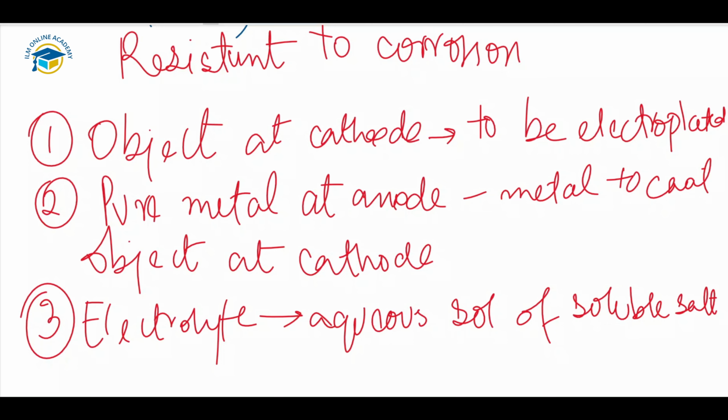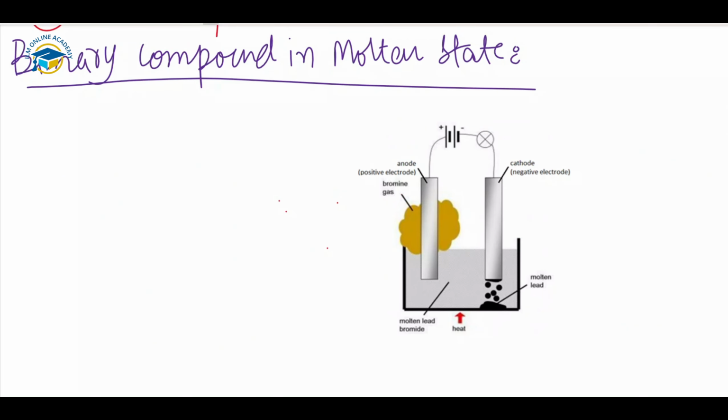Next we'll talk about identifying the products that are formed in electrolysis. So now we have a binary compound in the molten state. Binary compounds are those that contain two elements, as binary means two. So two elements are chemically combined. For example, one binary compound is lead bromide.